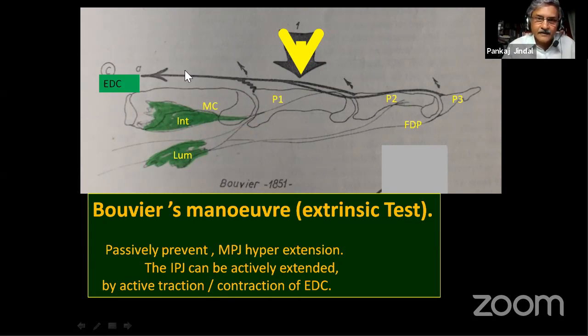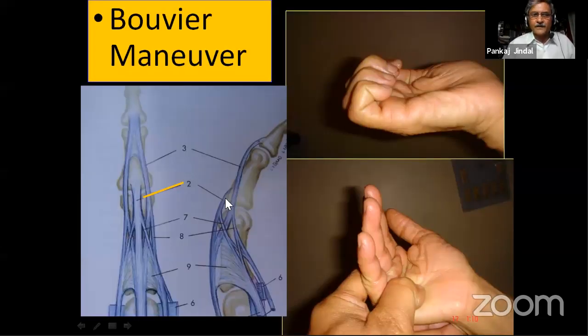So added tightening of the EDC, added excursion of the EDC, will be transmitted to the PIP joint and the DIP joint. And now you can extend the PIP joint and the DIP joint. So you prevent the hyperextension of the MP joint to get extension of the PIP joint and the DIP joint. And this is called the Bouvier's test or the Bouvier's maneuver, which basically means you prevent hyperextension of the MP joint and ask the patient to actively extend the PIP joint. If the patient can do it, that means the extensor tendons are useful and can be used for treatment.